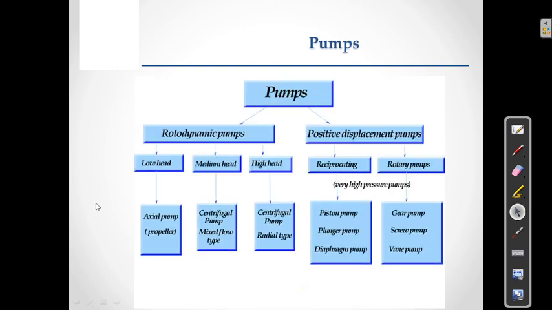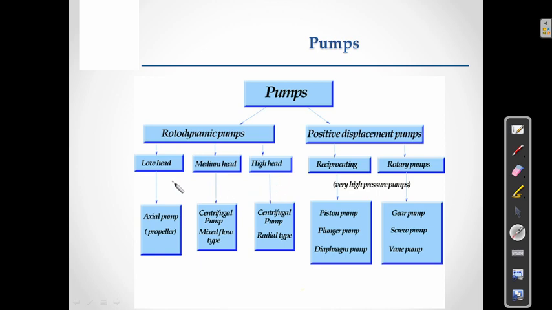Next, we are going to see about the pumps. What are all the pumps available in the hydraulic system? See, mainly there are two types of pumps. The first one is rotodynamic pumps and the other one is positive displacement pumps. In rotodynamic pumps, there are three types: low head, medium head, and high head.